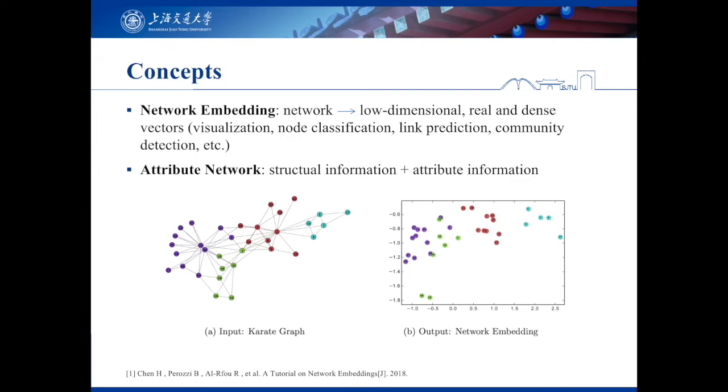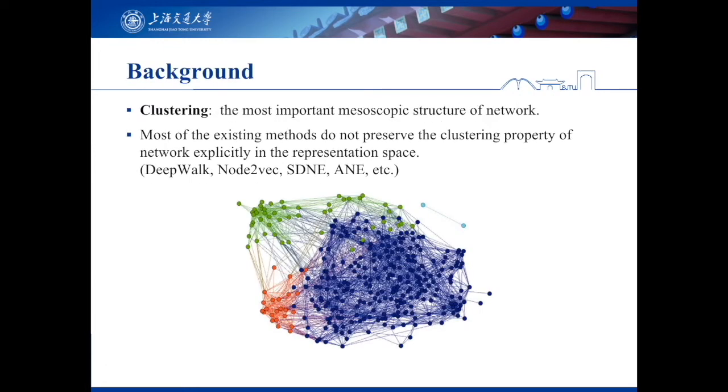Compared to normal networks, an attribute network contains not only structure information, but also rich attribute information, which is important to network analysis. Most of the existing network representation learning methods expect to preserve the structure and attribute features in the representation space. In addition to the macroscopic structure and attribute features, clustering, as the most important mesoscopic structure of a network, is significant for many network analysis tasks.